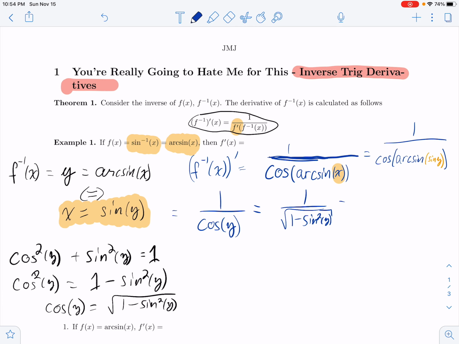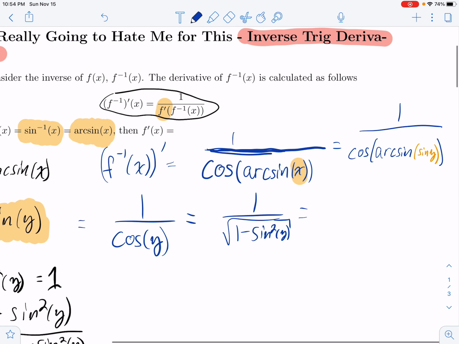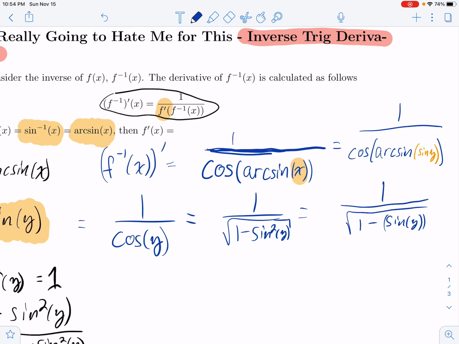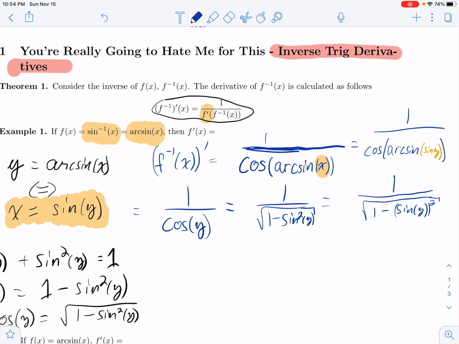Right, which I could actually rewrite as 1 over the square root of 1 minus sine of y squared, right? Sine squared y is sine of y squared. But what is sine of y equal to? It's equal to x. So this is equal to 1 over the square root of 1 minus x squared. And there's our final answer. There's the formula that I want.